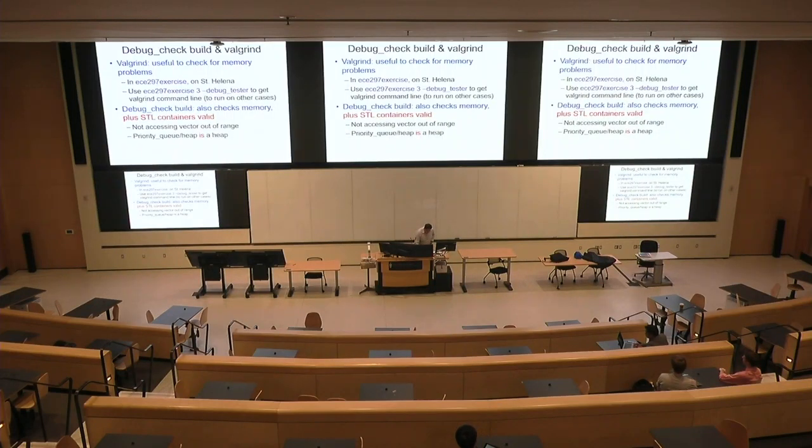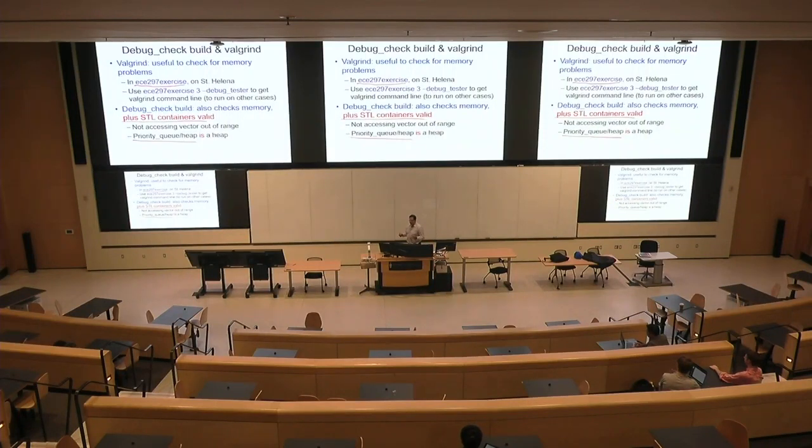So run valgrind if things are looking weird, or I just run it once in a while. I want to know when I'm testing a program that there are no memory faults. So run that. And the debug check build is also useful. It checks for out-of-bounds memory accesses, just like valgrind, but it checks some additional things. It actually checks that you're not going outside the range of STL containers like a vector. You're going to wind up using, almost certainly, a priority queue or a heap that comes from STL, because there's no real reason to write your own. You just ask for theirs.